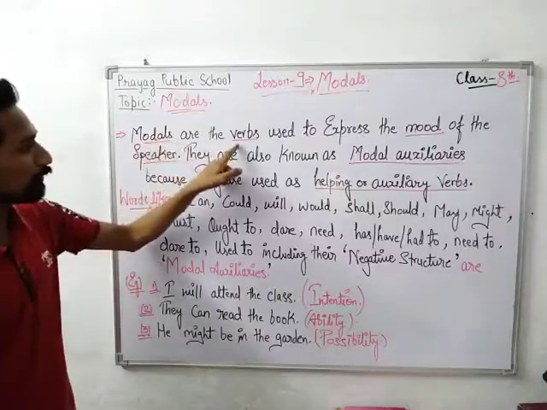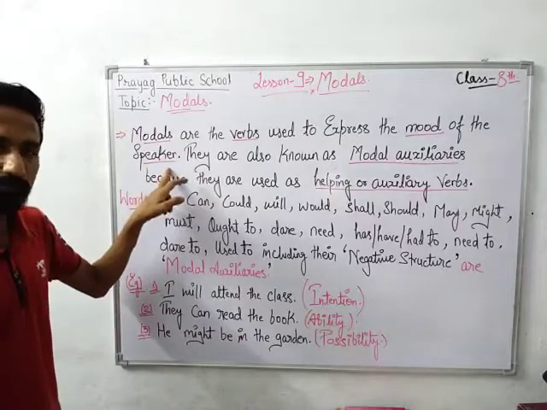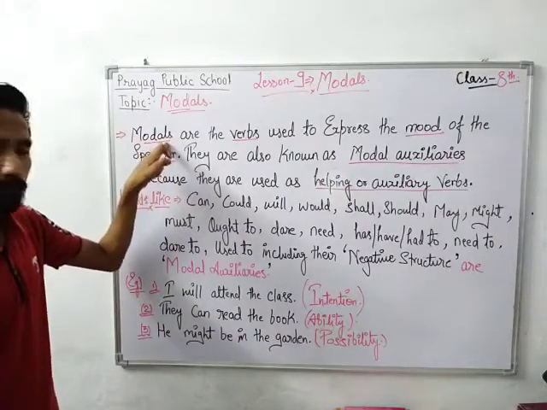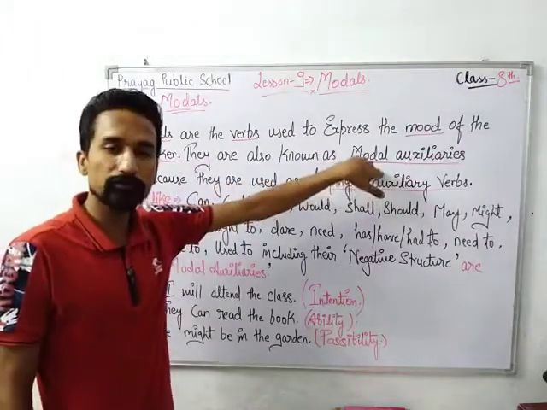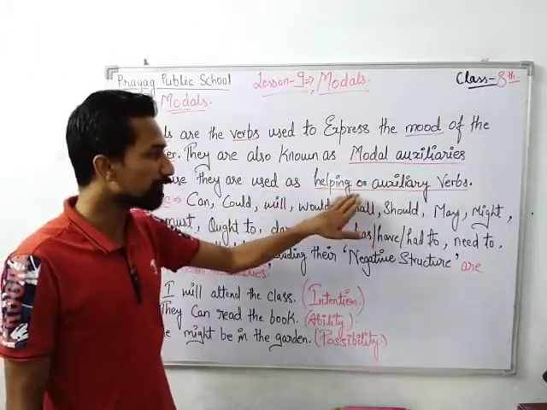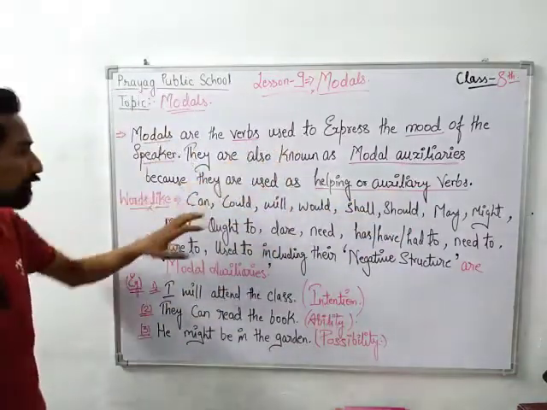Once again, modals are the verbs used to express the mood of the speaker, right? पहली बात तो ये mood express करते हैं. Modal verbs. They are also known as modal auxiliaries. Why modal auxiliaries? Because they are used as helping or auxiliary verbs, right? Within a sentence or in a sentences.